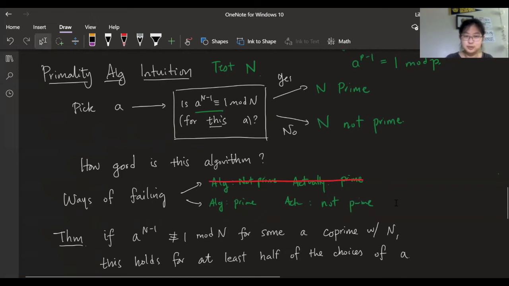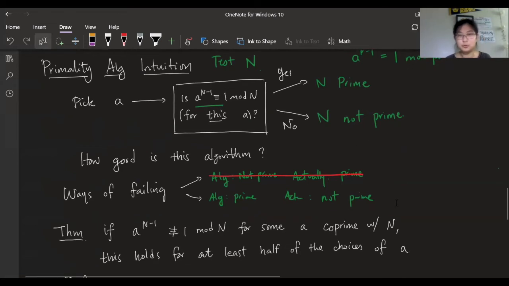Okay, if you need to pause the video and mull over what this theorem is really saying: if I have a pool of a's, a bunch of different a's to choose from, I have at least a 1/2 chance of choosing such an a so that our algorithm will succeed in identifying n as not prime.